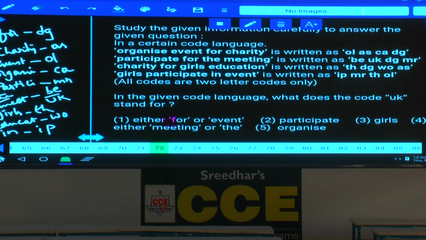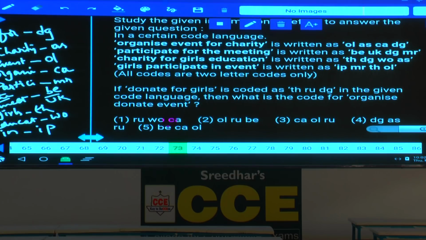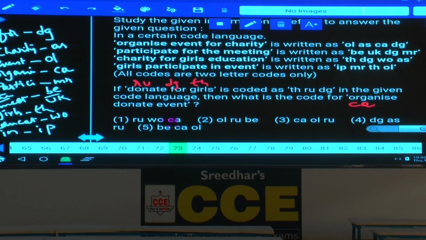Then question number 72. In the given code language, what does the code UK stand for? UK stands for either the or meeting. Hence meeting or the, that is choice 4. Then question number 73. If donate for girls is coded as, girls is TH and for is DG, TH and DG. And what is the code to this one, donate? TH, DE and RU. Donate is RU. Then what is the code for organize donate event? Organize is CA and donate is RU and event stands for OL. Then what is the answer here? CARUOL.